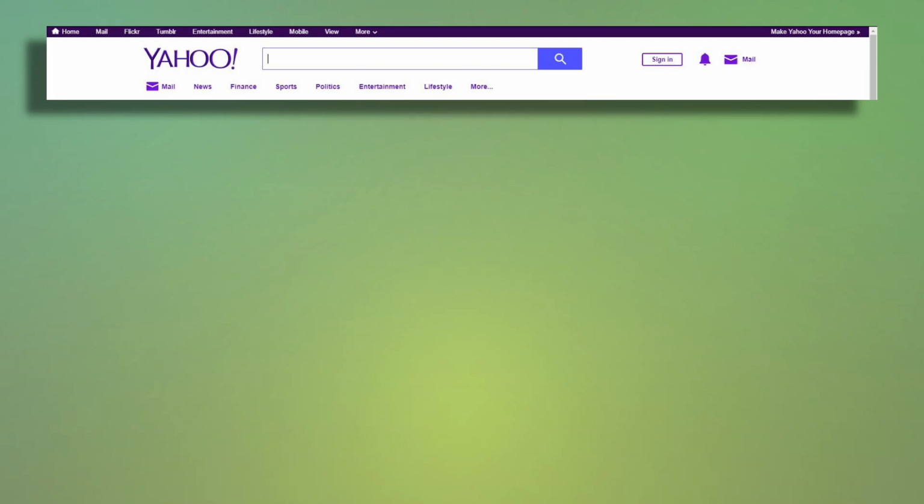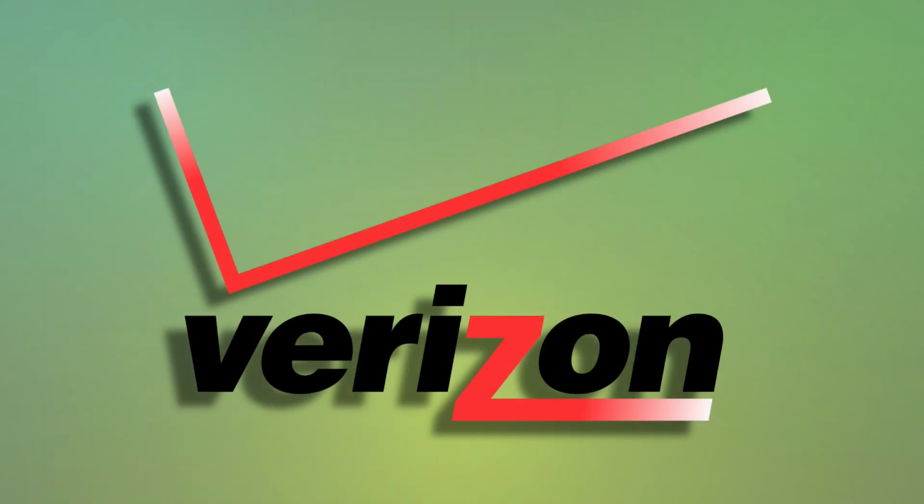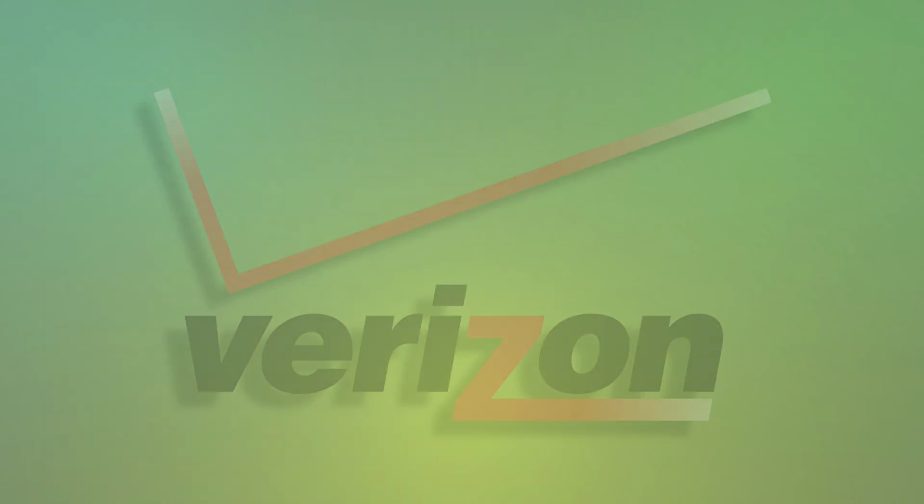Unlike many of the search engines on this list, Yahoo is actually still around. Granted, the directory has been replaced with regular search, and the company is currently being bought out by Verizon, but that's a story for another day.